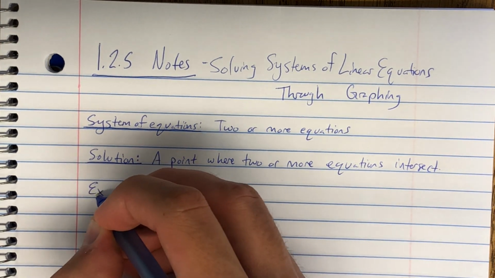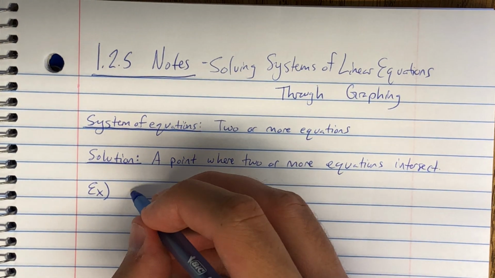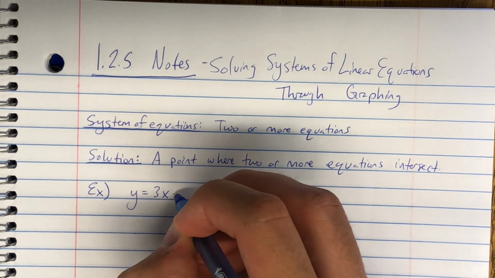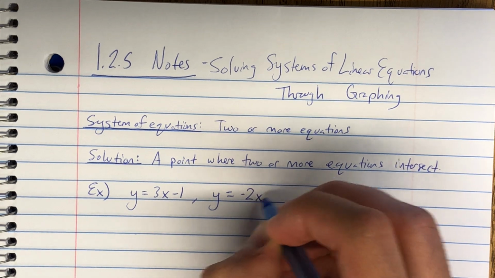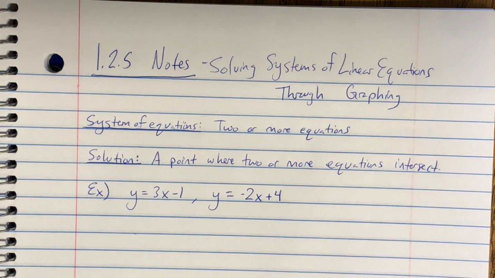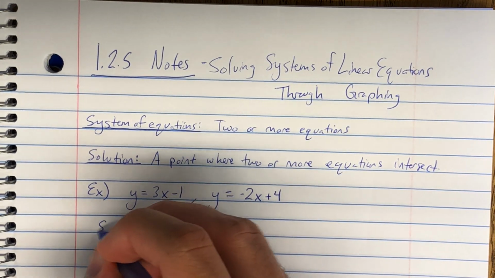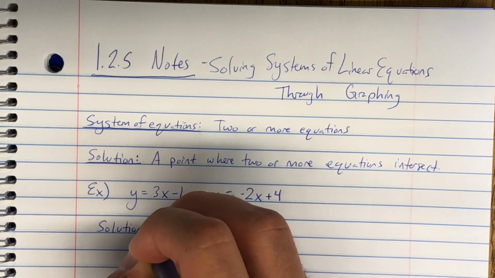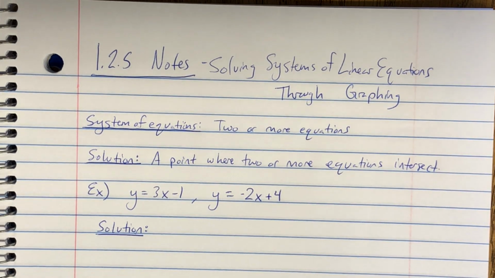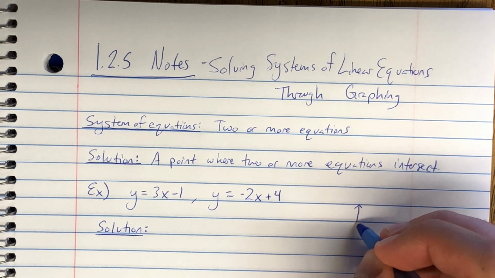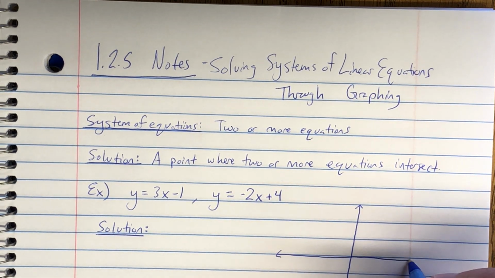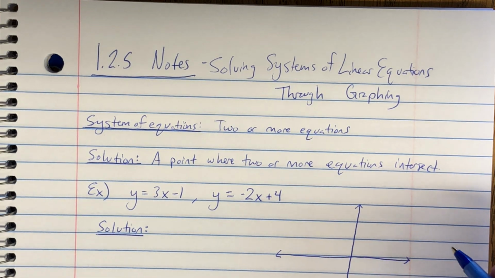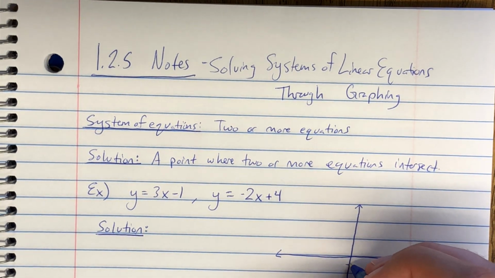So for example, if I have y equals 3x minus 1 and y equals negative 2x plus 4, and my goal is to find the solution, here's what we do. We take both of those lines and we graph them, being very careful to graph them correctly. So we'll start with the first.